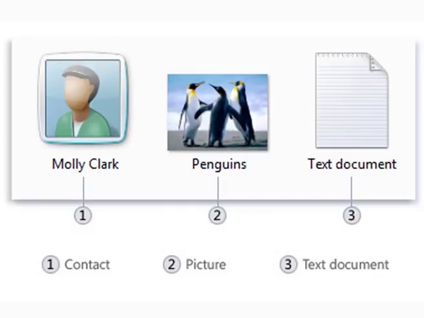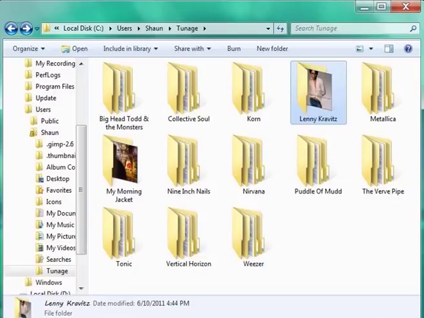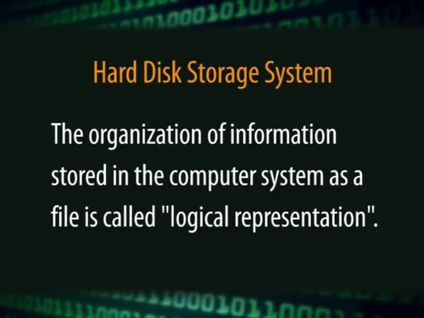Anything such as a program, a letter, a photograph or a song that is stored on the storage medium is referred to as a file. Data files are also sometimes called documents. That means, logically, whenever we store any information inside the computer, it is in the form of files or documents. In short, the organization of information stored in a computer system as files is called the logical representation.